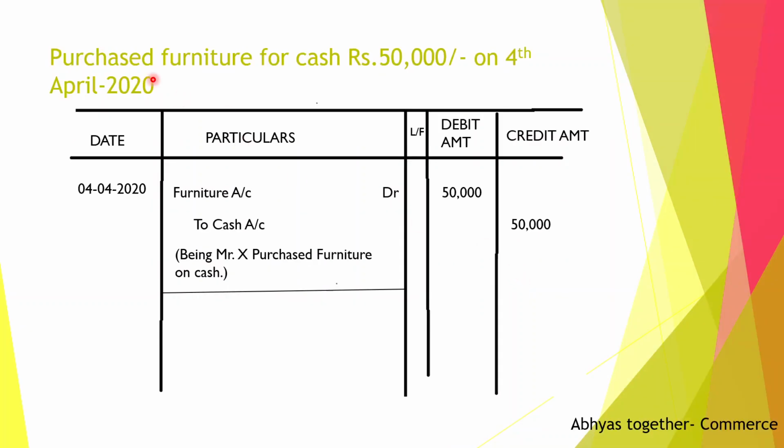The next one is purchased furniture for cash rupees 50,000 on 4th April 2020. So on 4th April 2020, the furniture is coming inside. Debit what comes in. Real account. Furniture. Furniture is an asset and assets are under real account. The rule of real account is debit what comes in. So we are debiting it and cash is also an asset. So cash is going outside, credit what goes out. So debiting the furniture and we are crediting the cash account. It's 50,000 and we're writing the narration as being Mr. X purchased furniture on cash.